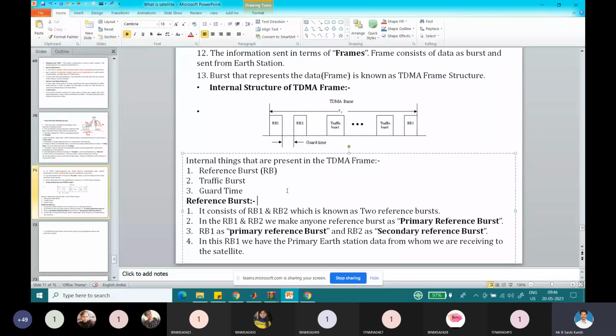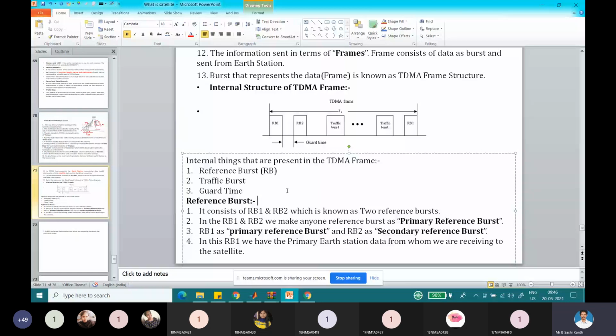So when we are considering this in RB1, we have the primary earth station. Okay, in RB1, which we are considering the primary reference burst, no? So the primary earth station data will be stored and it is being received to the satellite. So what is present in the RB1 is only from which earth station you are getting the data. So that earth station details will be present. It doesn't have any information.